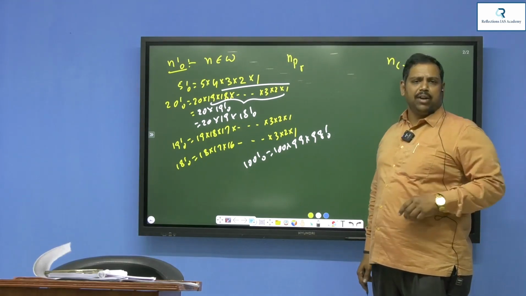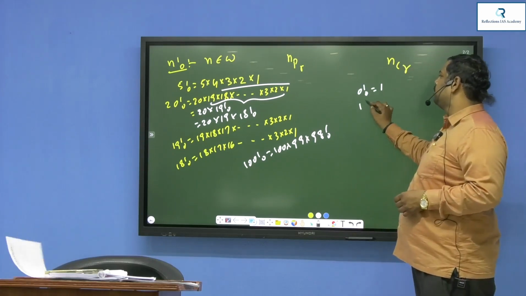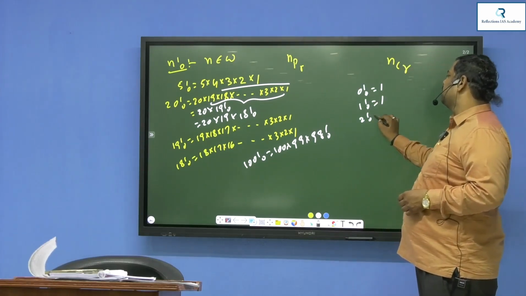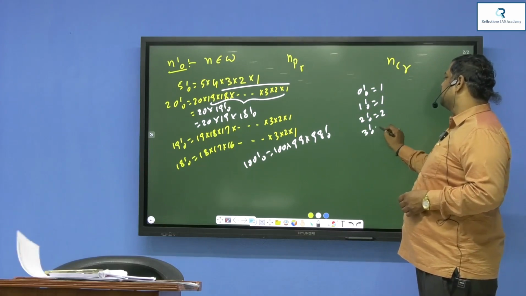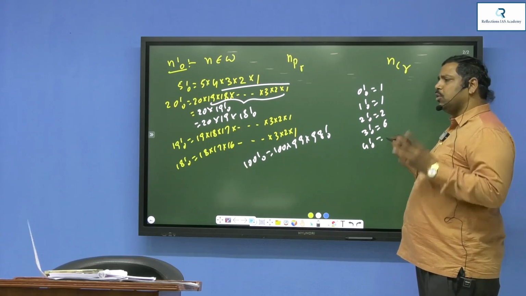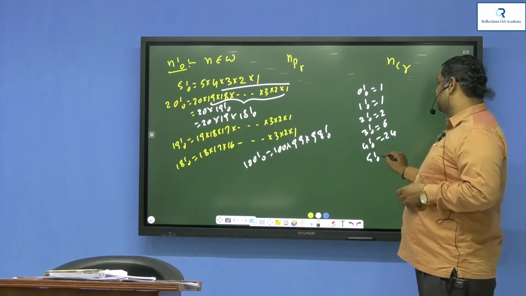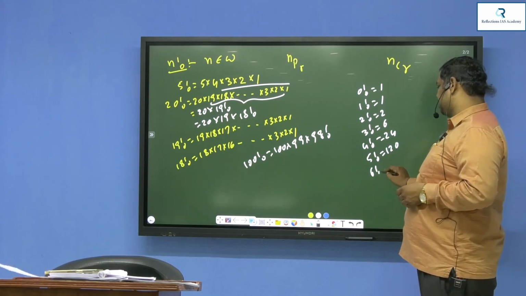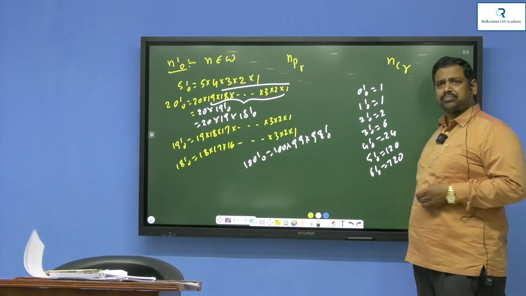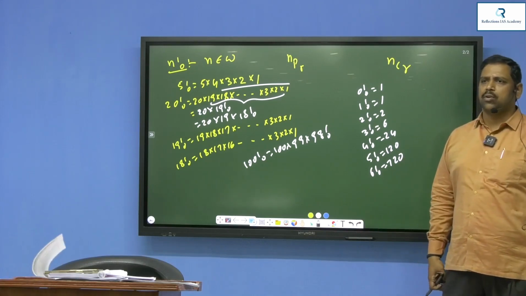You should memorize some values mandatorily. 0 factorial is equal to 1. 1 factorial is equal to 1. 2 factorial is nothing but 2. 3 factorial is nothing but 3 into 2 into 1, that is 6. 4 factorial is nothing but 4 into 3 into 2 into 1, so it is 24. 5 factorial is 120. 6 factorial is 720. At least up to this you should memorize. This is about factorial.